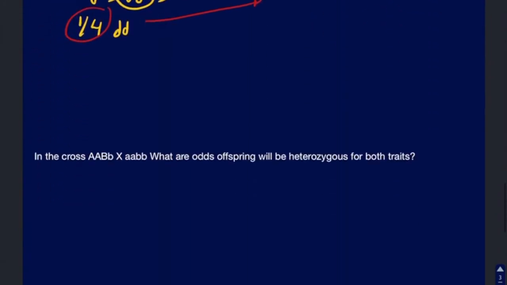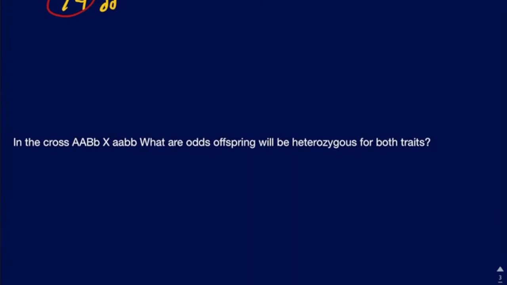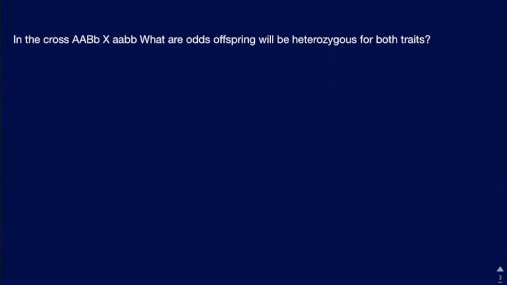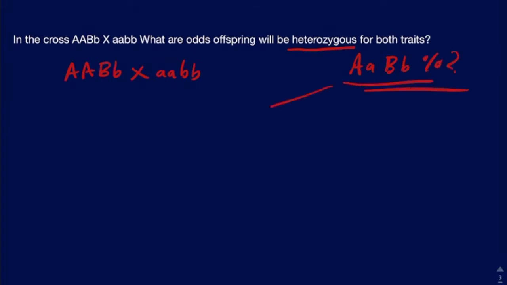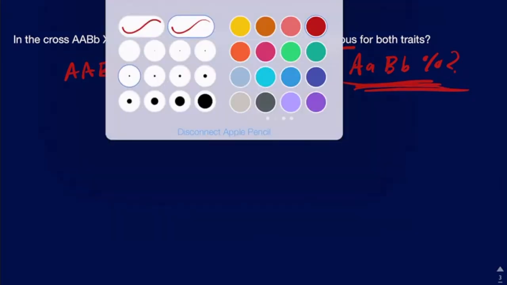Let's do one more problem. In the cross, again, I just write out this cross because it's kind of long. What is the odds the offspring will be heterozygous for both traits? So AA, big B. What is the probability the offspring produced from this cross will have this genotype?